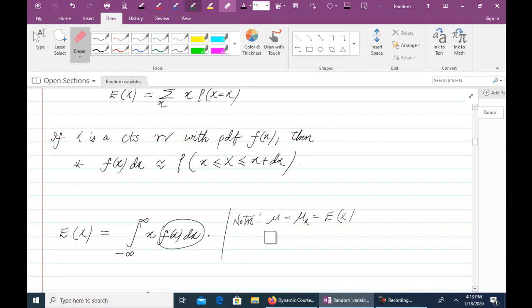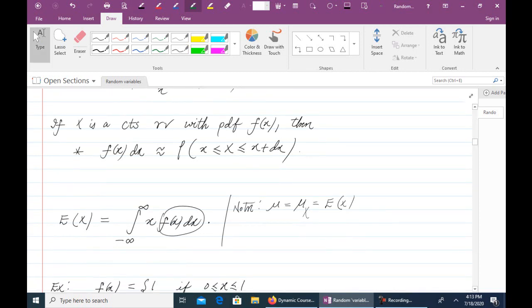A lot of the times we use the Greek letter mu to denote the expectation of x. Sometimes if we need to emphasize the variable, then we can put that as a subscript on mu. So this is the definition of the expectation of a continuous random variable.